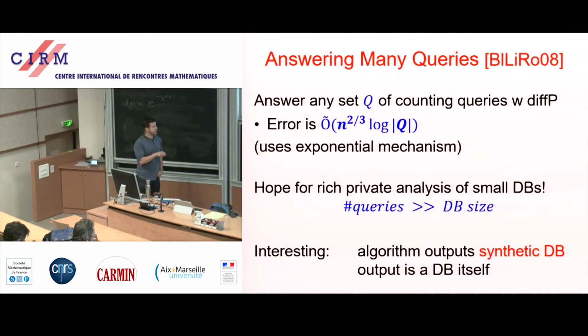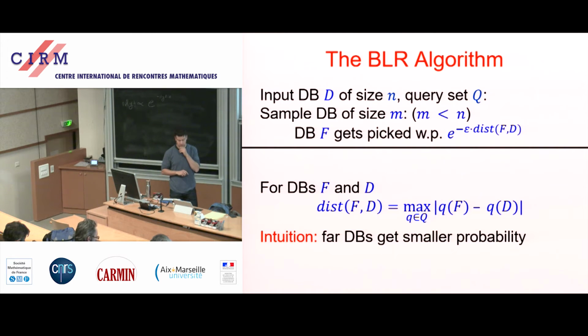Another interesting fact is that this algorithm actually outputs a synthetic database. So it outputs a complete database that is not the input database, but is close. The answers on the synthetic database and the original database are about the same for all the queries in this family. It's an interesting artifact of the algorithm, and there's been a lot of work on that, which I won't get into. But I did think I'd mention it. So what's the algorithm?